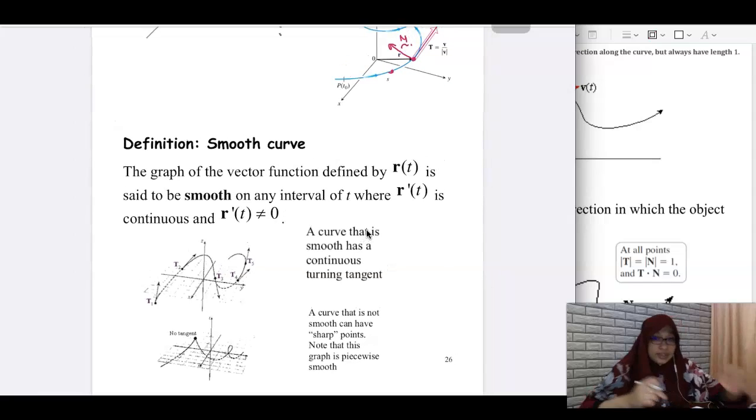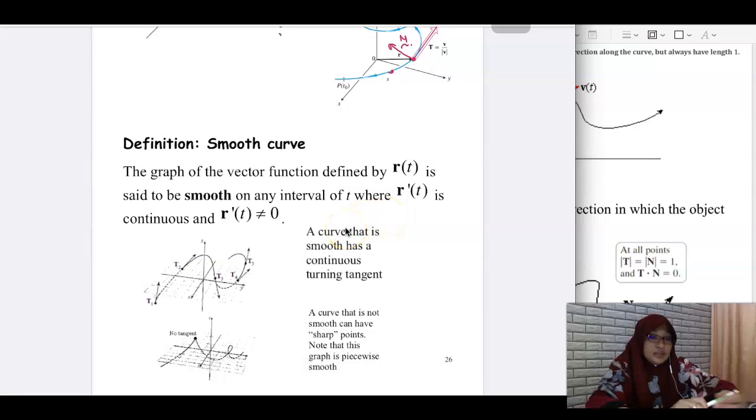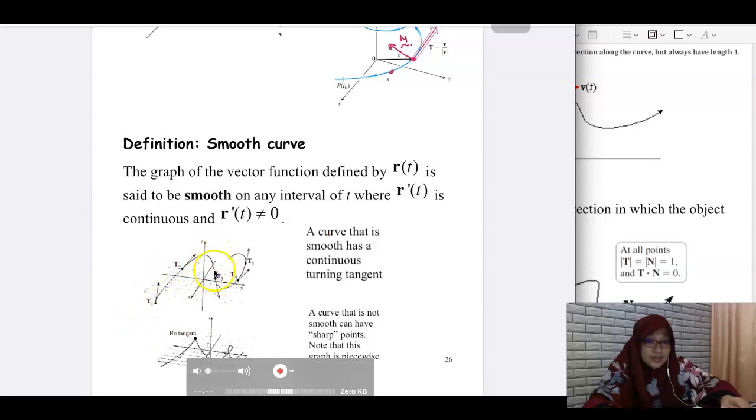So there is a definition of a smooth curve. What does smooth curve mean? The graph of the vector function defined by the given vector r is said to be smooth on any interval of t where r prime, the tangent vector, is continuous and r prime of t cannot be equal to 0. So you can say that the vector function is smooth.